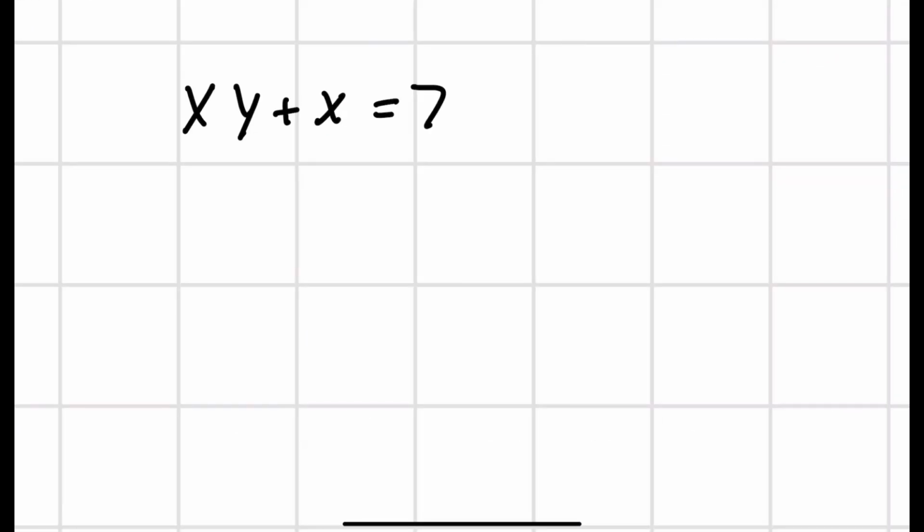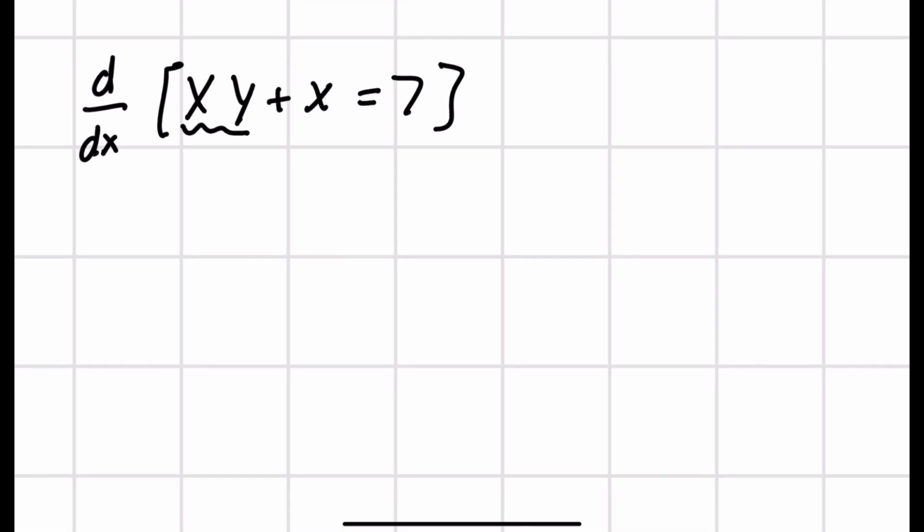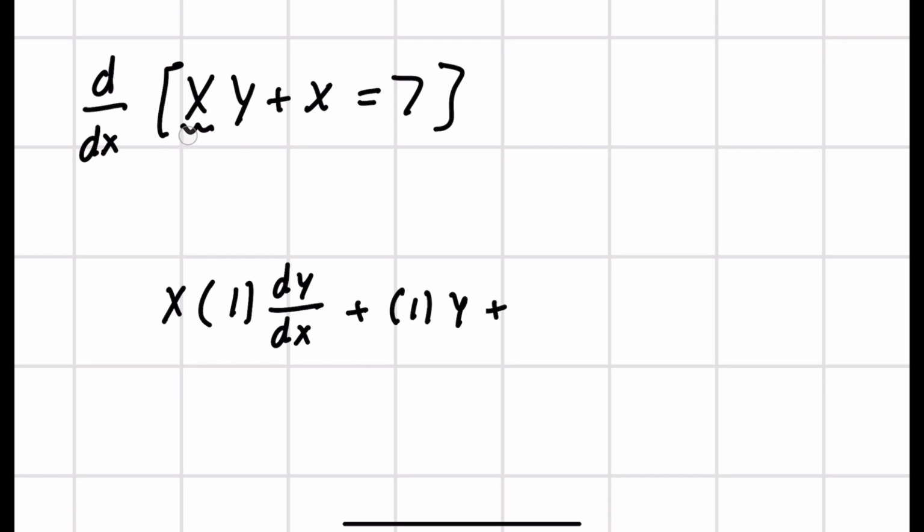For our next example, we have xy plus x equal to 7. Let's differentiate this implicitly. First, let's find the derivative of x times y. We have to apply the product rule. So we have x times the derivative of y, which is 1, and don't forget the dy over dx, plus the derivative of x, which is 1, times y, plus the derivative of x, which is equal to 1, and the derivative of 7 is equal to 0.